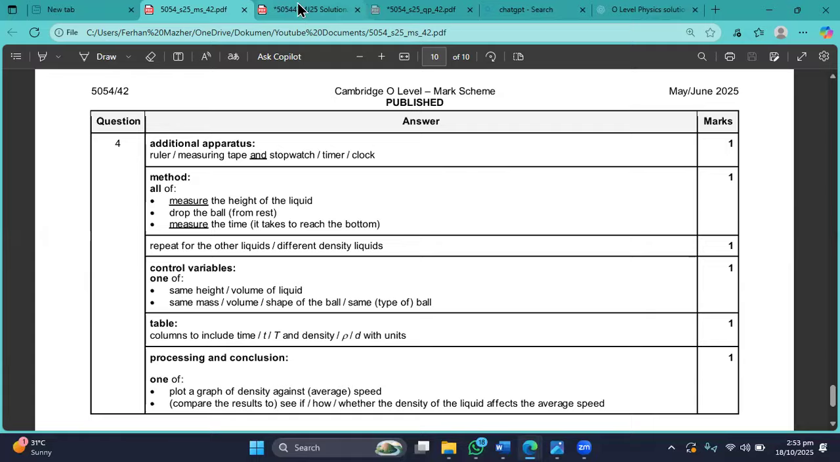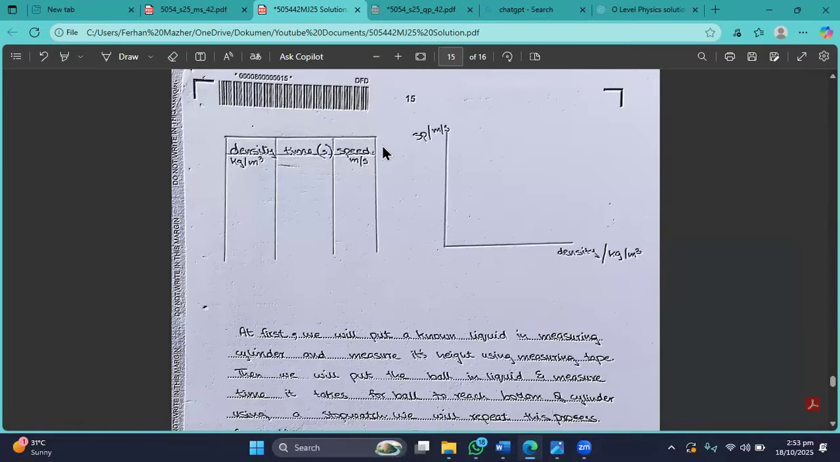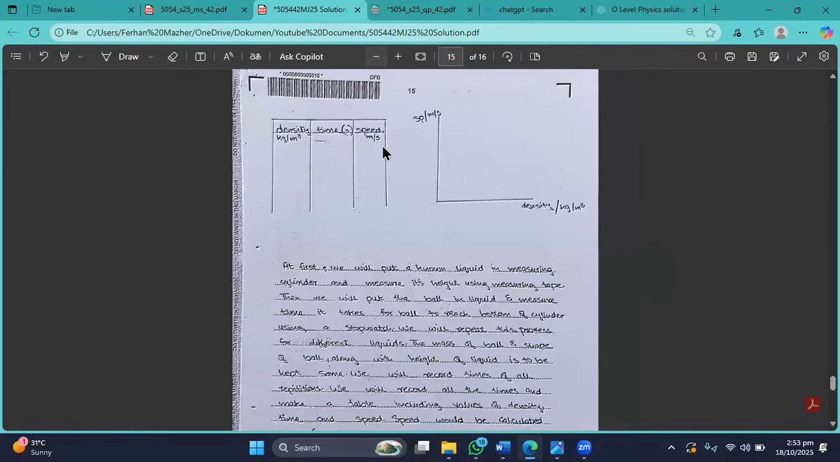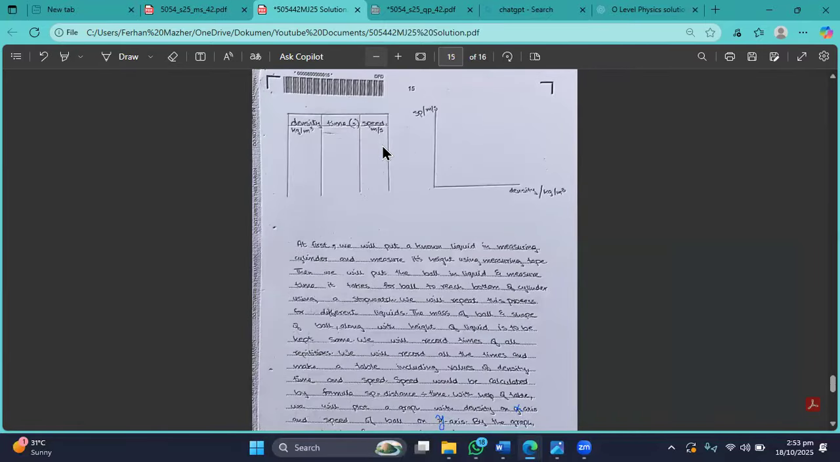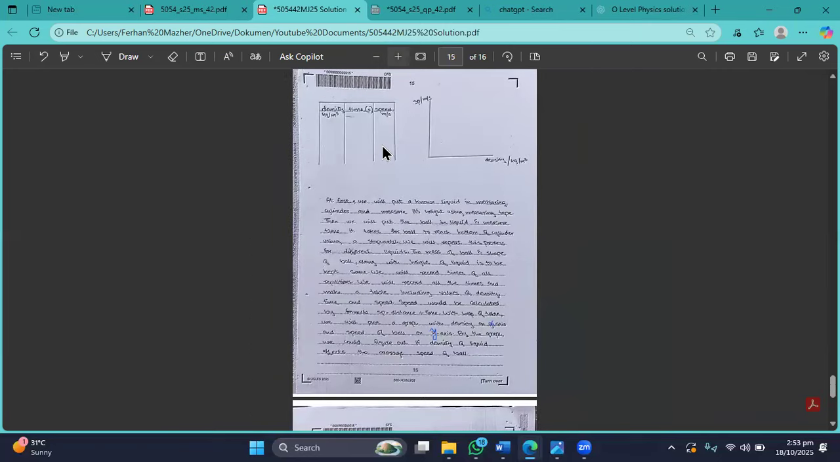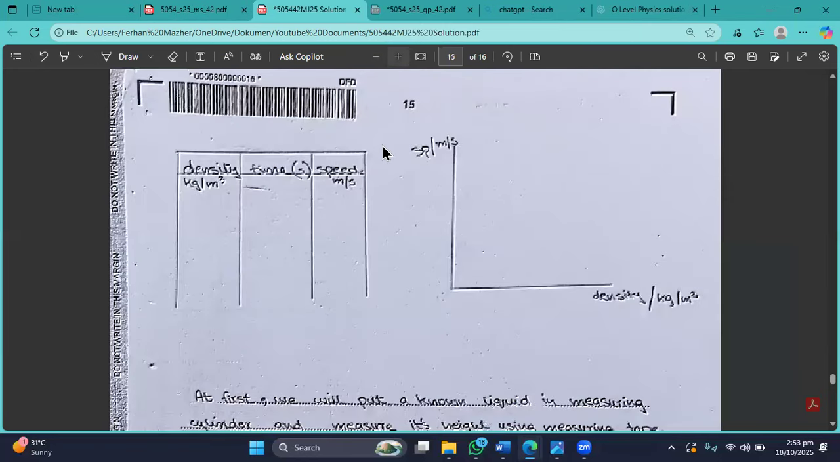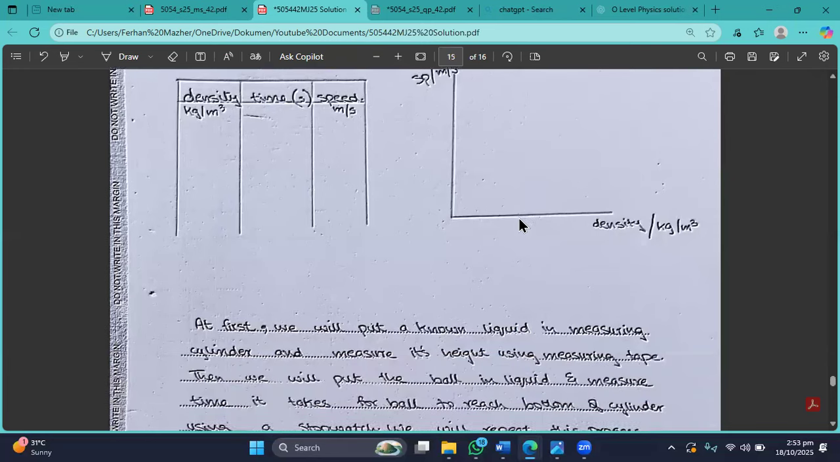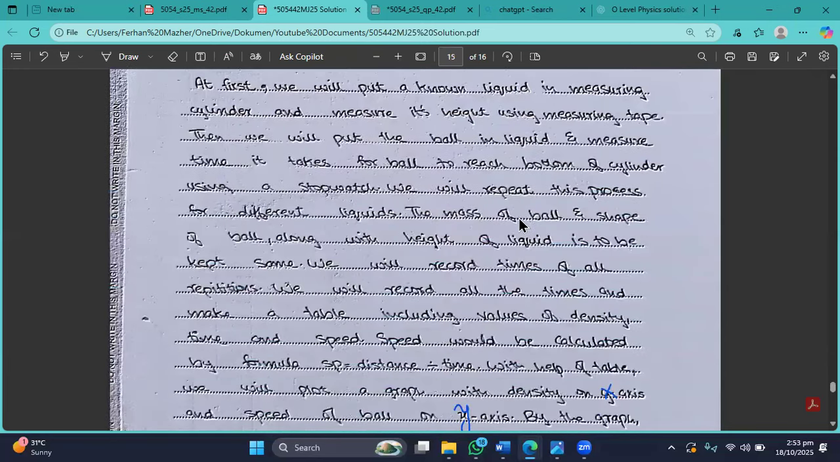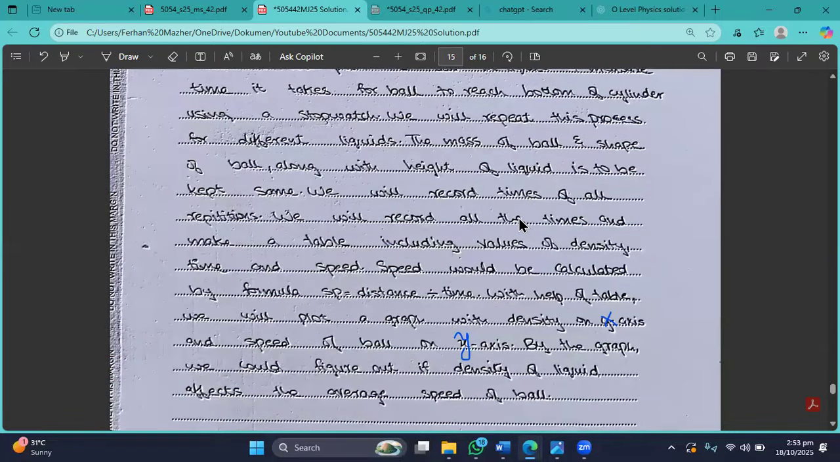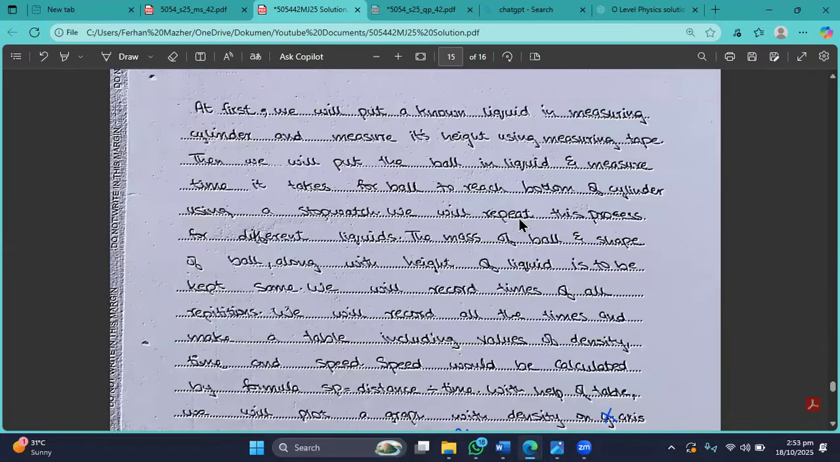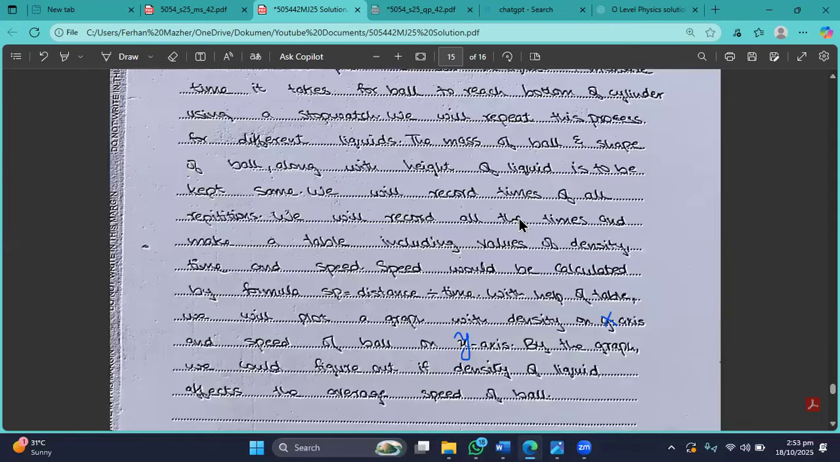And this is the graph my student wrote, and this is what she wrote. Let me increase the size so you can look at her answer, and then you can write your own. Okay, so you can pause the video and take your time with this paper.